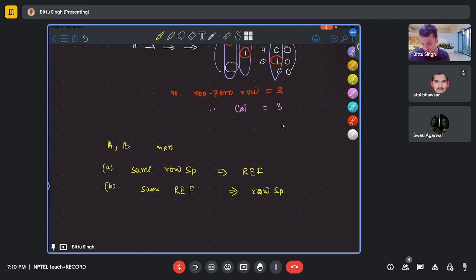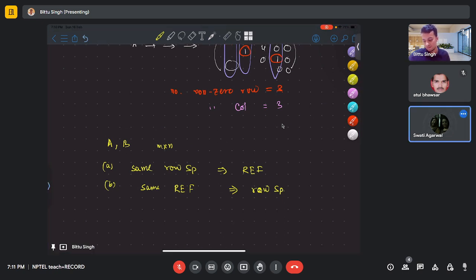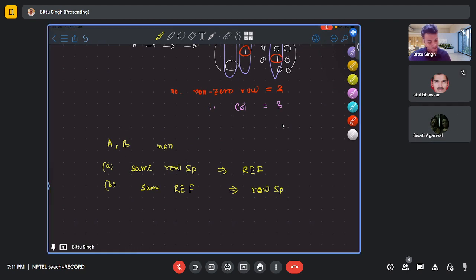There are two different notions. One is reduced row echelon form, and another is REF, which is row echelon form. So I think here row echelon form REF refers to only the reduced one.